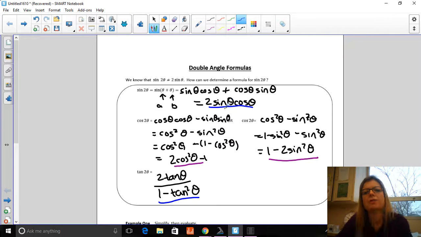But the major concept here is that we'll be using these different double angle formulas. So there's 1, 2, 3, 4 of them to solve problems just like you did with the compound angle formulas.